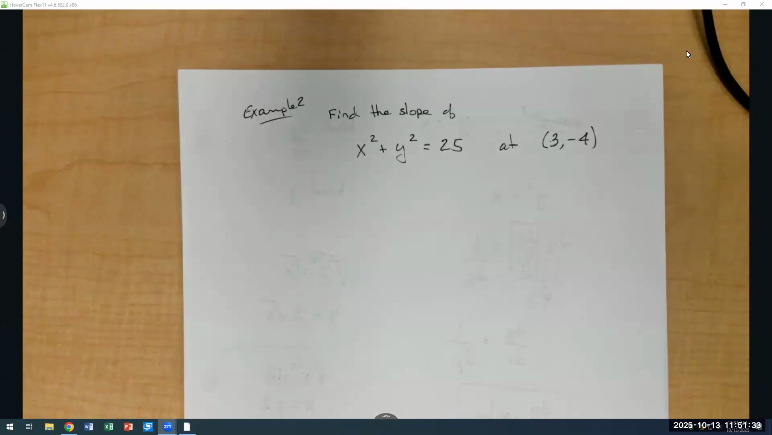Is this an explicit function or implicit? It's implicit because x and y are on the same side. And we can't really separate them because if we move the x over and take a square root of y, then we have a plus or minus. Now we don't have a function anymore.